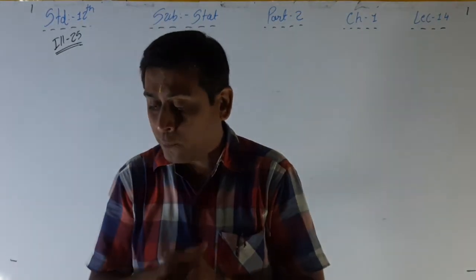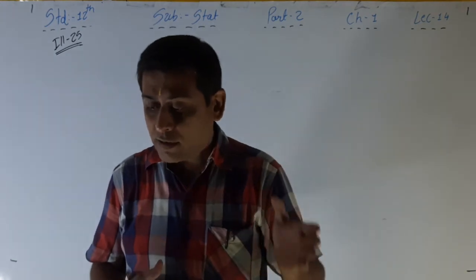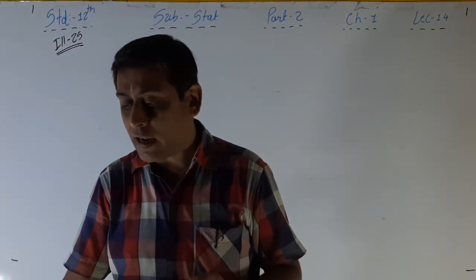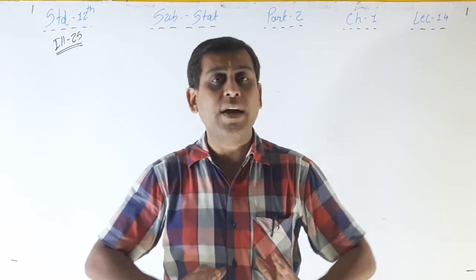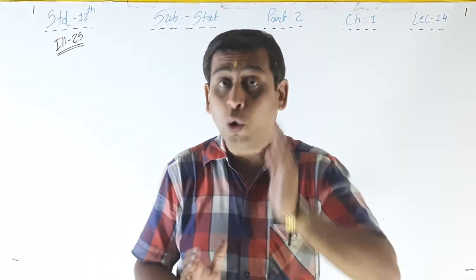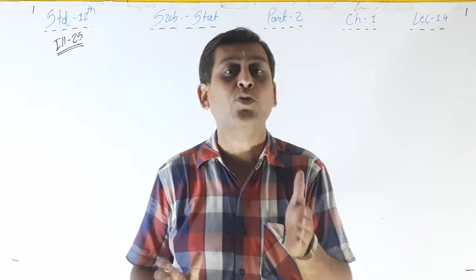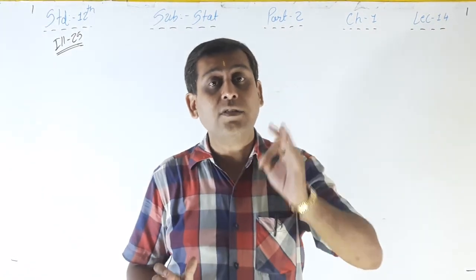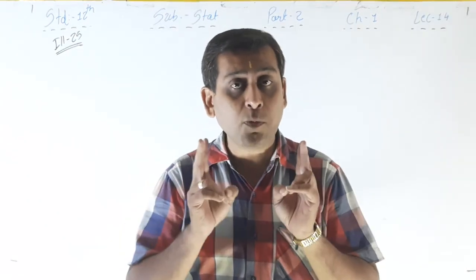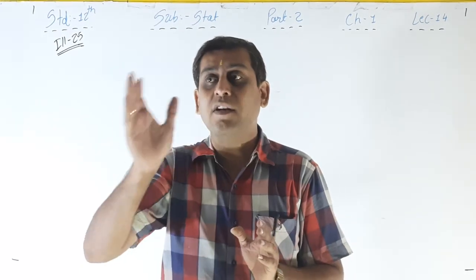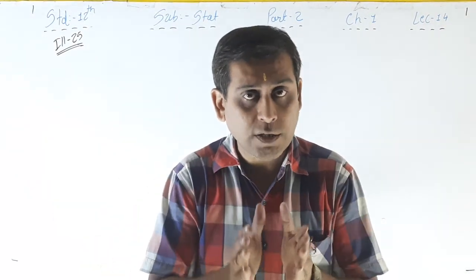Illustration number 25. Two events A and B in a sample space of a random experiment are mutually exclusive. See here, two events are mutually exclusive. So we have to first remember what is true for mutually exclusive events. See, it is the condition that whenever two events are mutually exclusive, A intersection B is the null set, that is 0 always, right?